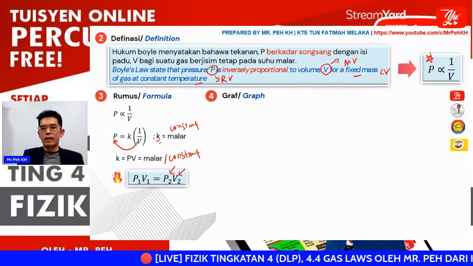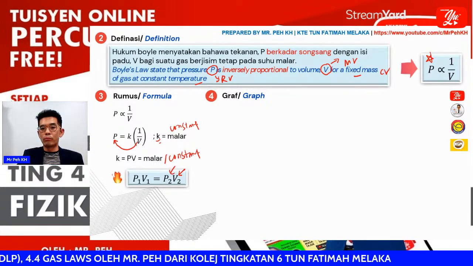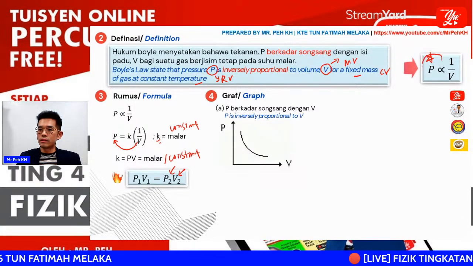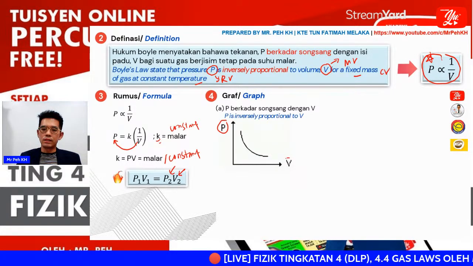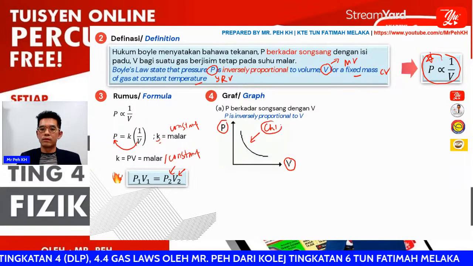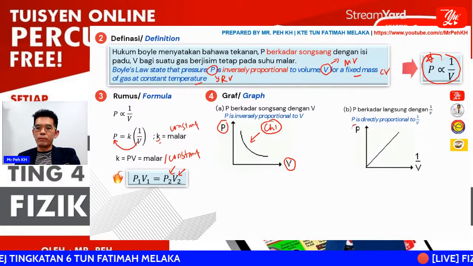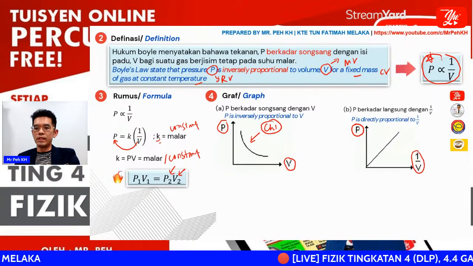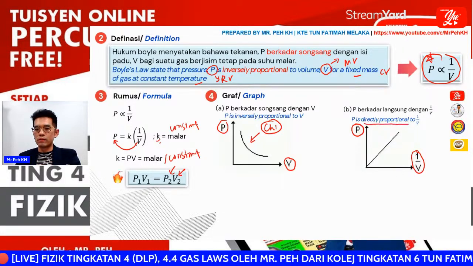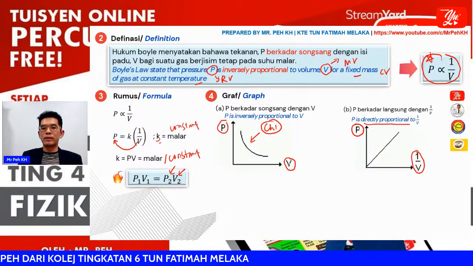Which graph shows the relationship between P and V, or Boyle's law? According to this formula, we are very clear that P and V are inversely proportional, so the graph will be like this, which you already learned in chapter 1. The graph can also be drawn as P against 1 over V. It will be one straight line passing through the origin, so P is directly proportional to 1 over V. Later on, I will show you the details of the experiment, how we get these two graphs.